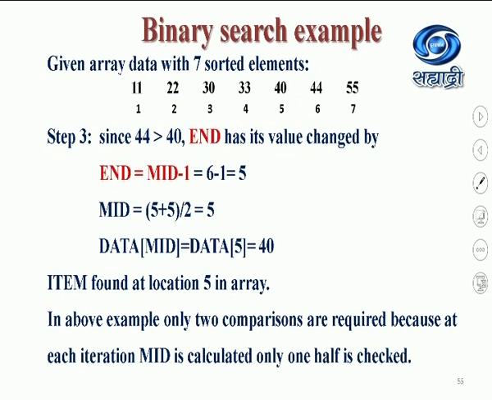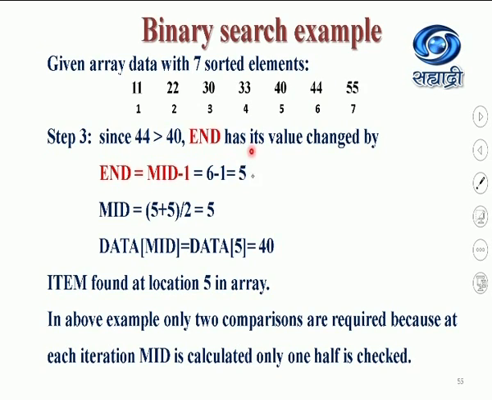Therefore, we have to change the end variable. How can you change the end variable? You can set end is equal to mid minus 1. So 6 minus 1, where 6 is the value of the middle variable, and subtract 1 from the middle value.